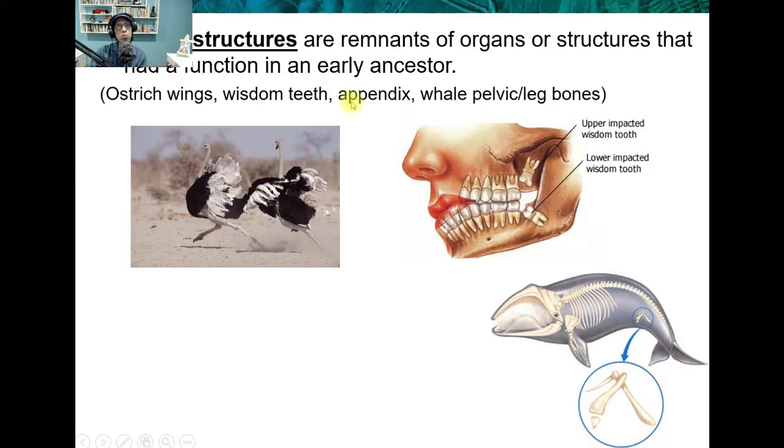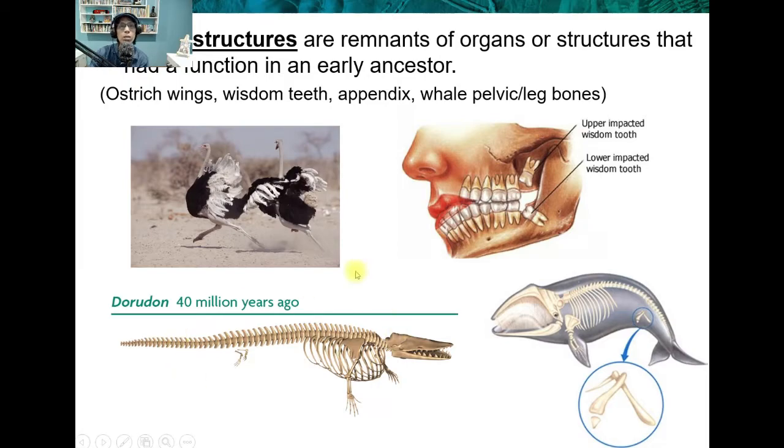Mga whales. Appendix nung tao and the pelvic and leg bones. So these are pelvic and leg bones. It's still present, the structure of a whale, but it has no use. Yan. So, ito yung common ancestor.